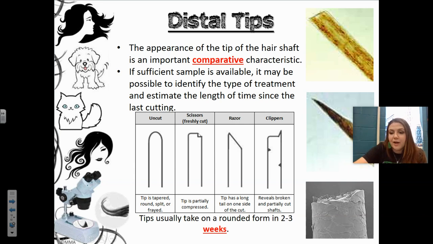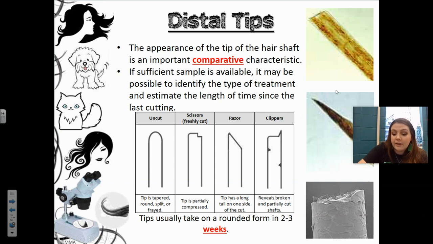And I've tested that. I've cut my hair with scissors at the bottom and looked at it. Because of the way scissors work, they take a little chunk out at the end. If they used a razor or the clippers, which are just like tiny scissors at a hair salon, it takes a different kind of chunk out of it. And tips usually take on a rounded form after about 2 to 3 weeks. So if it looks really rounded, it's been a while since they've had a haircut. And if it's getting really frayed, it's been a really long time since they had a haircut. You can also tell what kind of dye.